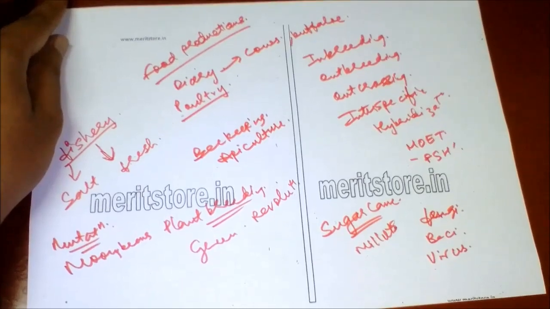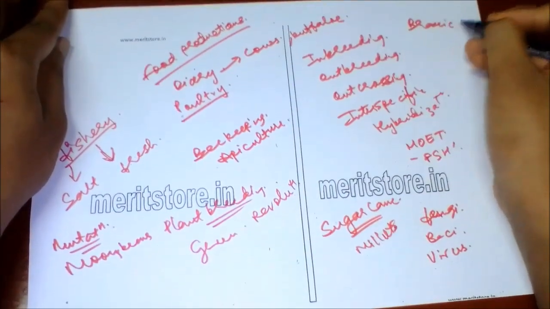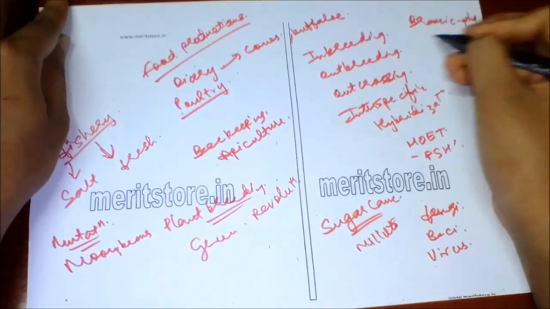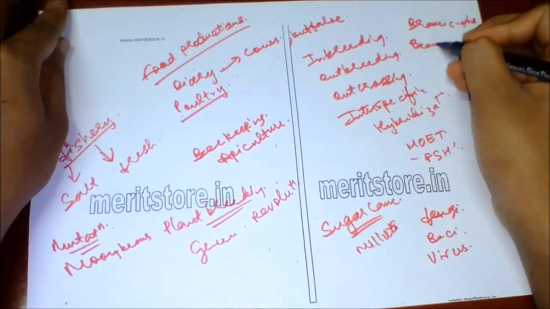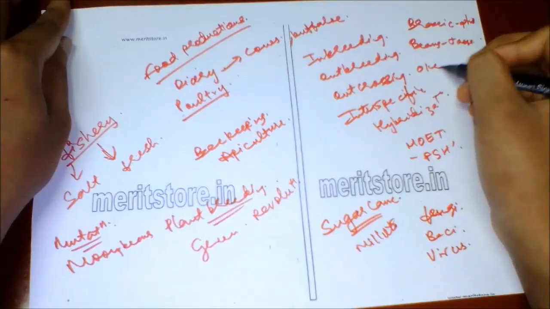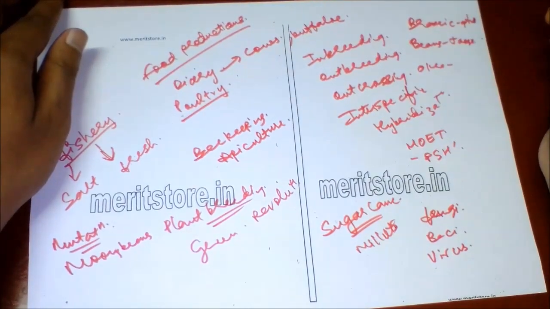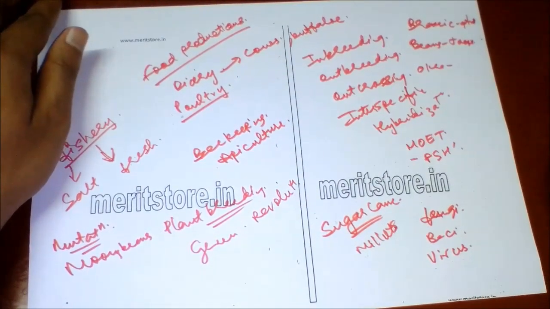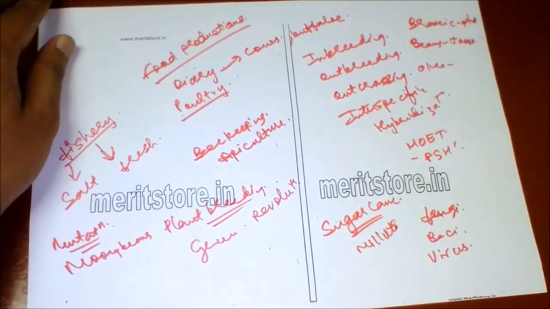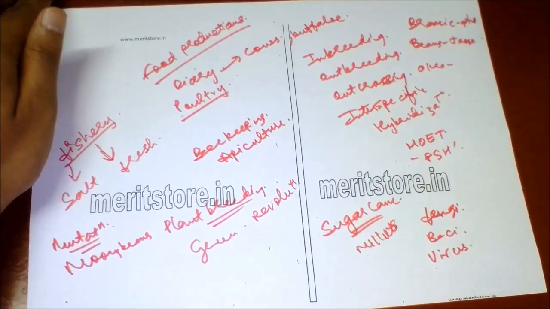Plant breeding for resistance to insects: Brassica, resistance to aphids. Flat beans, resistance to jassids. Okra, which is bhindi, varieties like Pusa Sawani and Pusa A4, which are resistant to shoot and fruit borers. So variety names are important. Brassica is Pusa Gaurav, flat beans are Pusa Sem 2 and Pusa Sem 3, and which varieties are resistant to which pests is important.